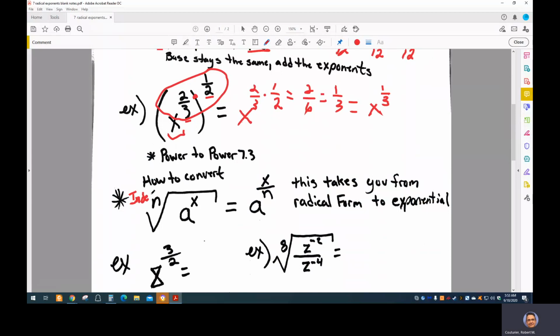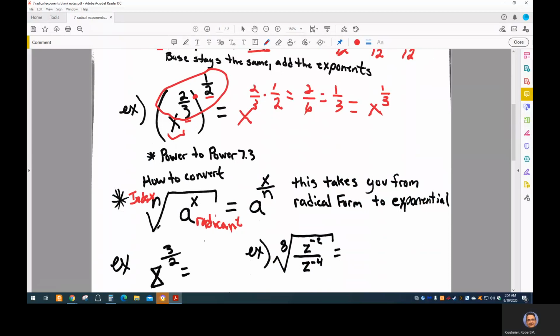Or what root is it? The index is there. Everything under here is called the radicand. And this thing here, that is the radical, or the root symbol, okay?